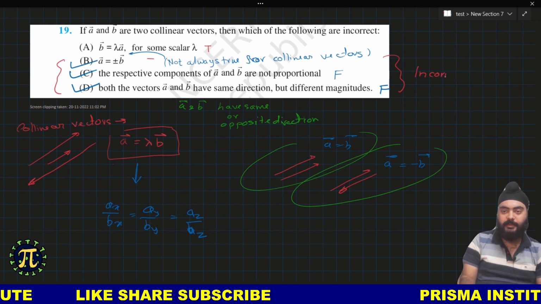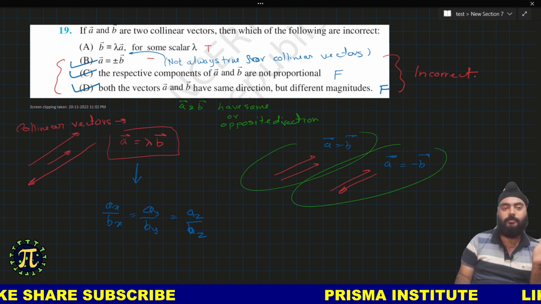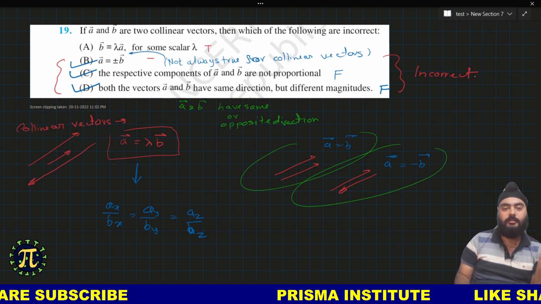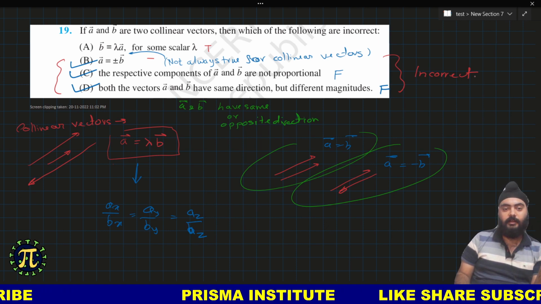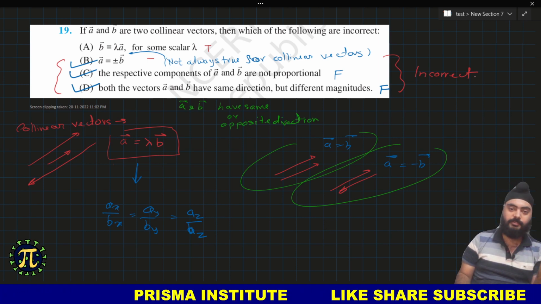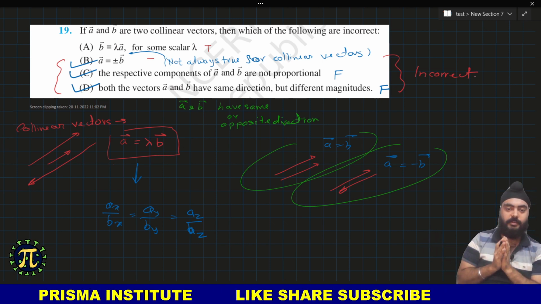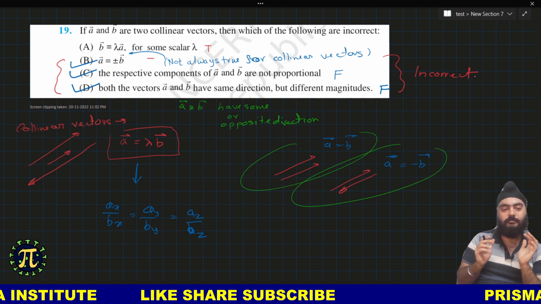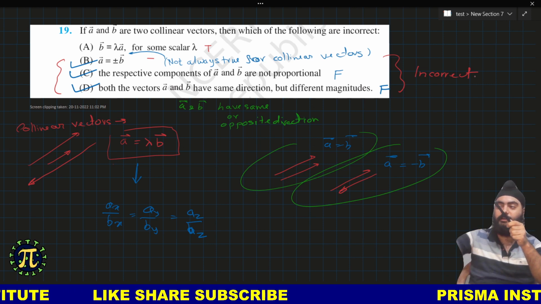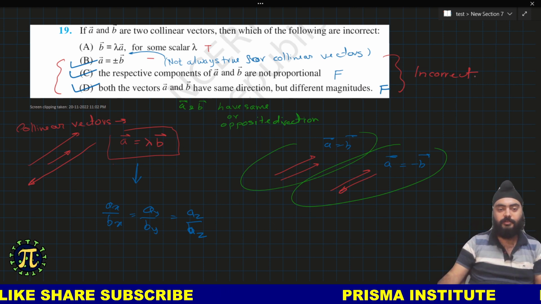And clear in your mind what the correct statement will be. A is equal to lambda times B, not plus minus B. Their components will be proportional, and they can have same direction and opposite direction, and they can have same or different magnitude. The only thing is that direction must be there: parallel and anti-parallel, both vectors should be in the same direction, or they can be opposite also.